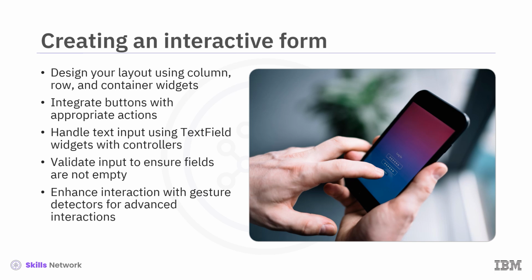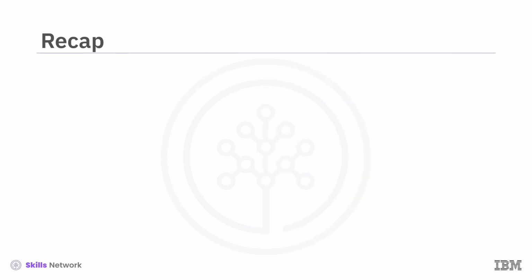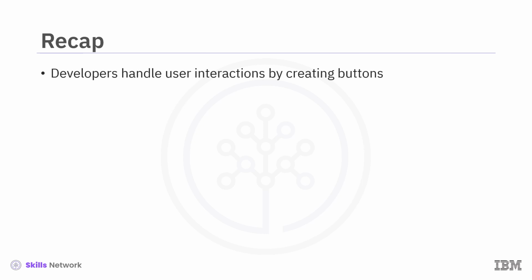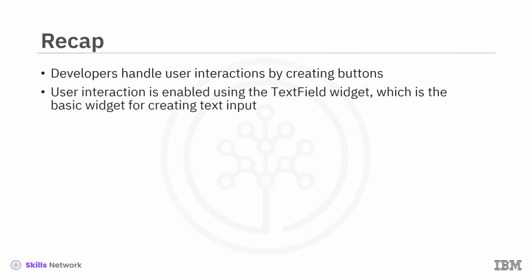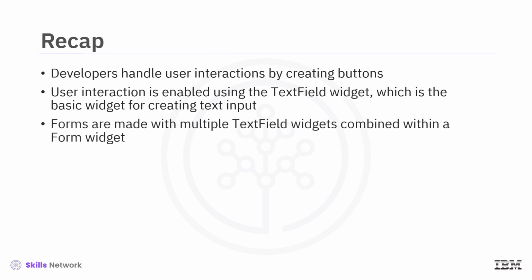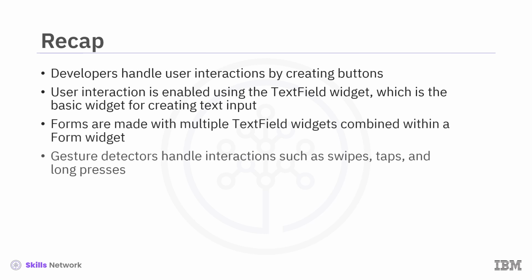In this video, you learned that developers handle user interactions by creating buttons in Flutter such as text button, elevated button, and outline button. A common user interaction is enabled using the text field widget, which is the basic widget for creating text input. In Flutter, forms are made up of multiple text field widgets combined within a form widget. Gesture detector widgets handle complex interactions such as swipes, taps, and long presses.